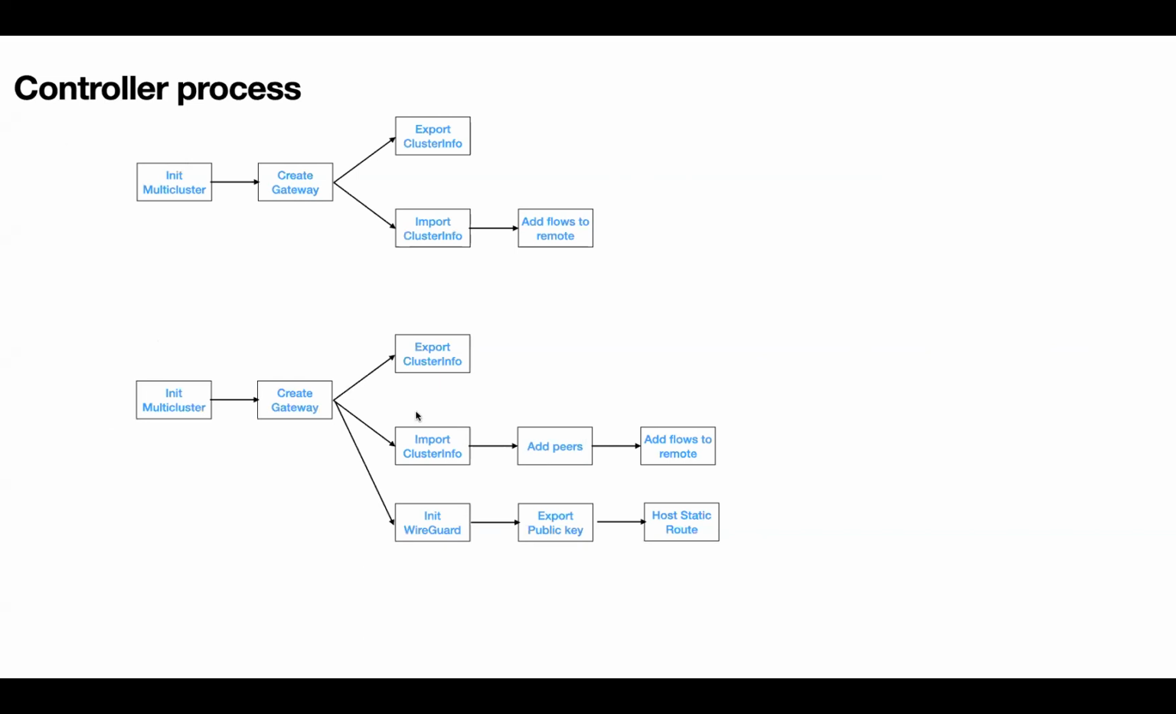And about the import cluster info. Once we imported a cluster info, it means that there is a remote gateway. So if we enable WireGuard, we should add them as peers and add flows to the remote. So there are maybe four extra steps to init WireGuard and add peers. So let's continue.